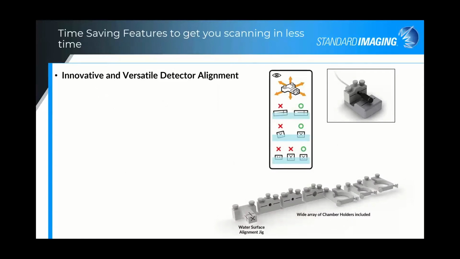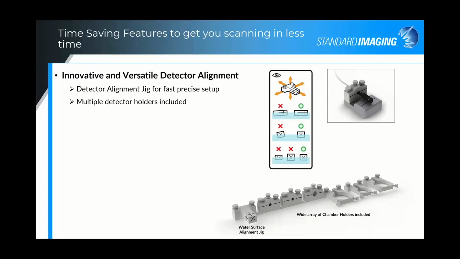We also have a lot of time-saving features that go into our 3D water phantom. We've got a very innovative and versatile detector alignment system. You can see it comes with a number of different chamber holders down in the lower right, as well as our water surface alignment jig. The alignment jig allows you a quick and easy visual leveling of the chamber carriage to the water level, and basically gives you the ability to quickly mount a chamber and swap that out with the alignment jig and assure you that you get the chamber in the correct position. So it's a very fast and precise setup.